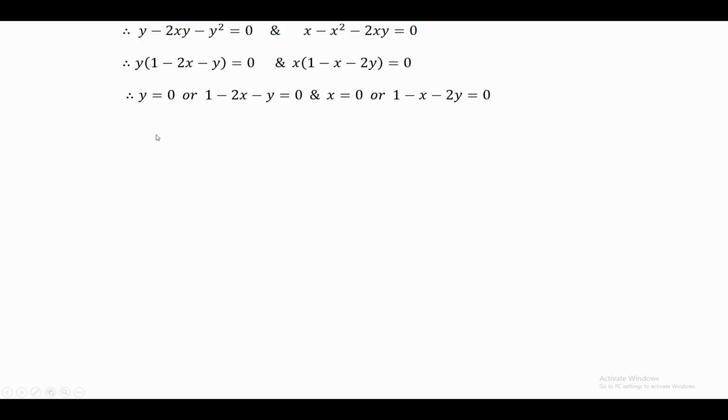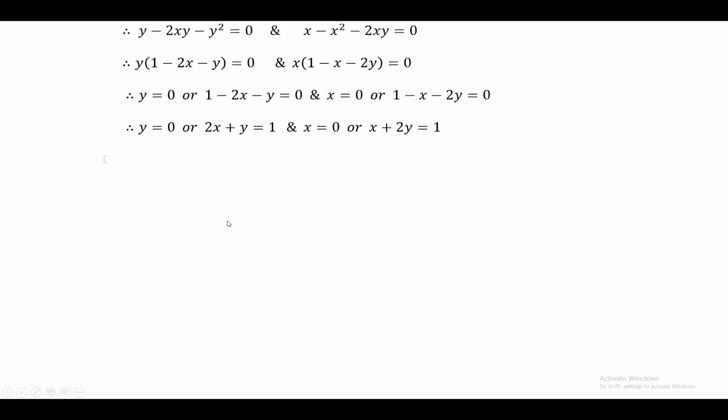Therefore we get y is 0 or, write down this minus term on the right hand side, so we get 2x plus y is equal to 1, and x is 0 or x plus 2y equal to 1. Now we get 1 point: x is 0, y is 0, means 0, 0 is 1 point. And find out all the next points. First solve these two simultaneous equations.